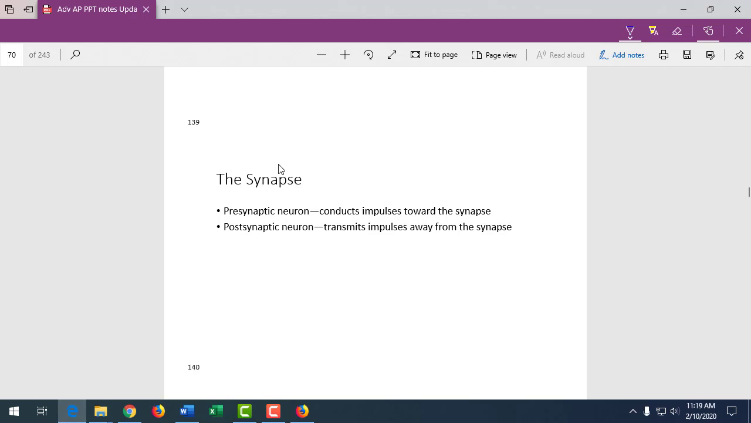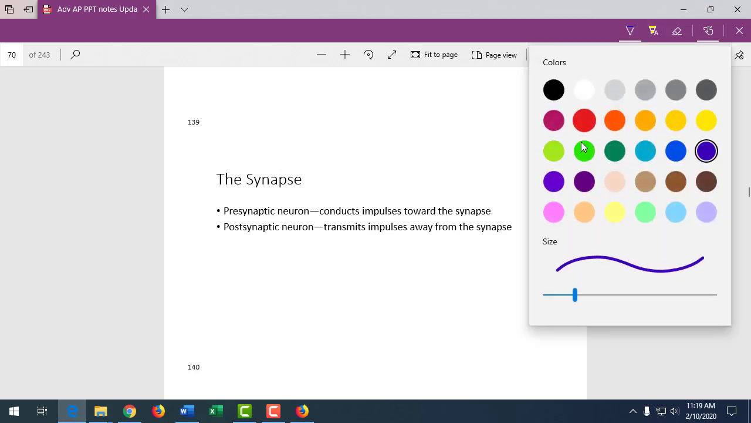So when you talk about how these things are conducted, we're talking about one neuron stimulating the neuron after it. The first neuron that you're zeroing in on, we call the presynaptic neuron. And the next neuron is called the postsynaptic neuron. So it's two neurons in series. The dendrites, the axon, and the axon terminals are conducting an impulse. And then there's a space. And then you have the dendrites of the next neuron, which is called the postsynaptic neuron.